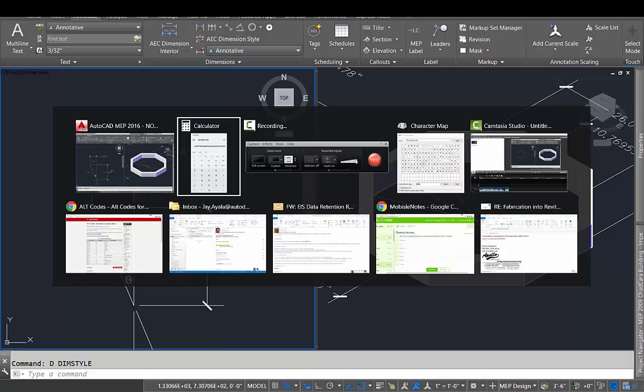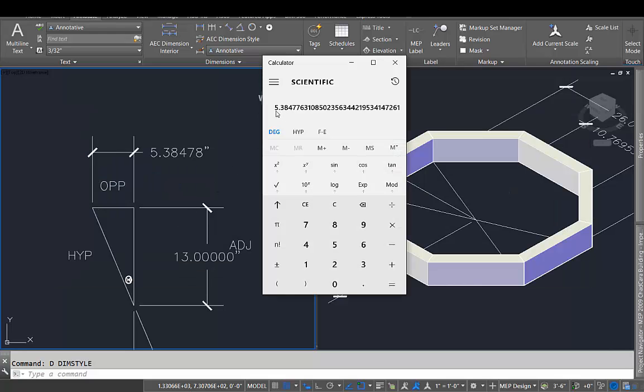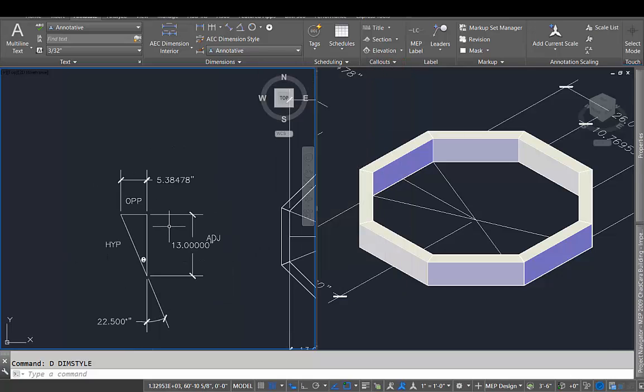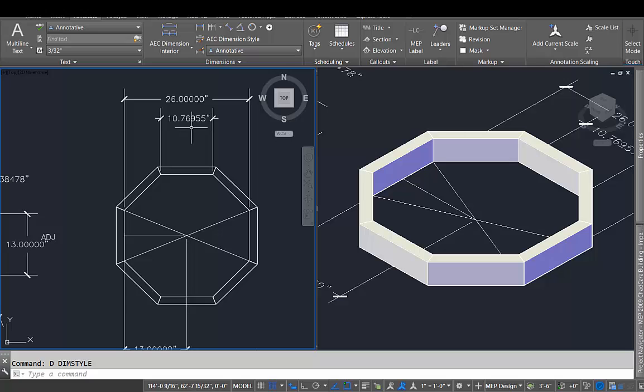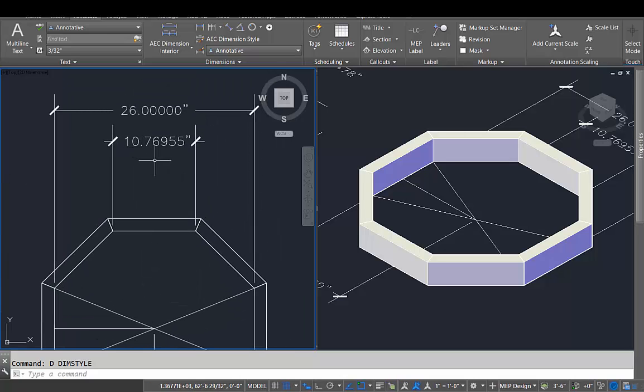So let's bring that up. Here's my calculator. 5.3 and so on is the same number that I'm measuring here, right? So that's exactly the same number. So now that's the right triangle. Now remember that this right triangle is half of the distance here. So if I multiply this by 2, what you're going to see is that that number is 10.76955 exactly. Now again, I'm only going to 5 digits here on my precision.